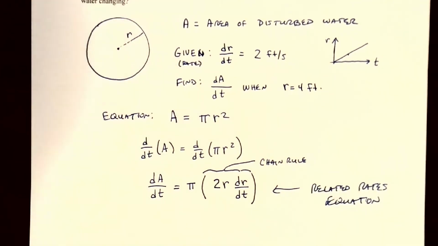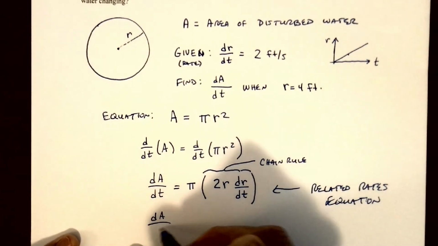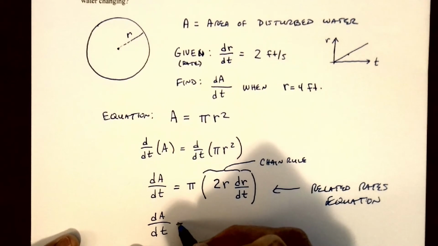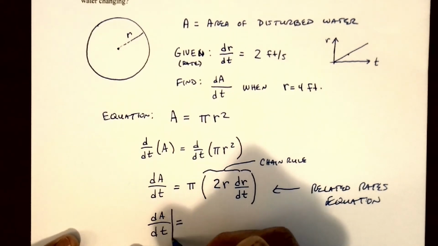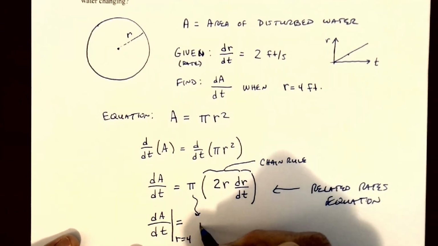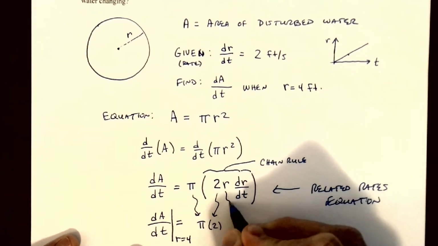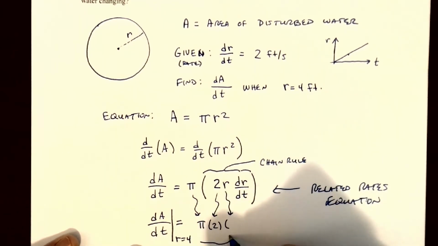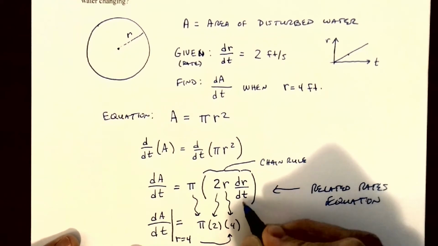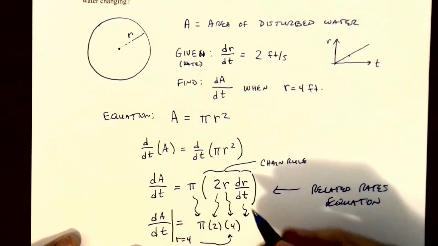And now we can answer the question. So in fact, we know that dA/dt, when r is equal to 4 feet, is what? Well, let's plug in the parts. We got pi, we got 2, r we said was 4, and dr/dt is what? dr/dt is that given rate up here, 2 feet per second.